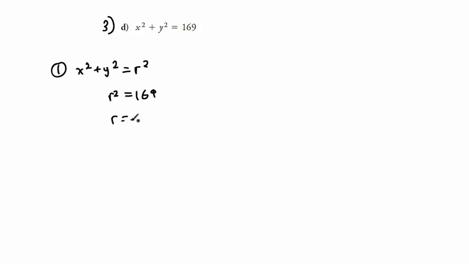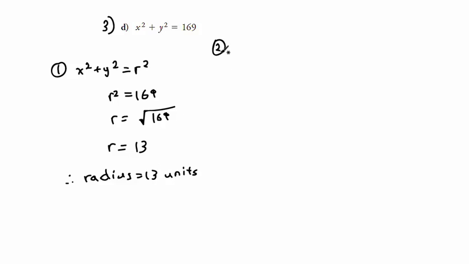So r equals the square root of 169. There's no plus minus here because we can't have a negative length. What we're doing here is we're getting a length, so it has to be positive. Okay, so r equals the square root of 169, which is 13. Therefore the radius, which is r, is equal to 13 units.